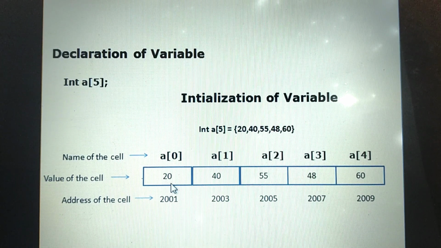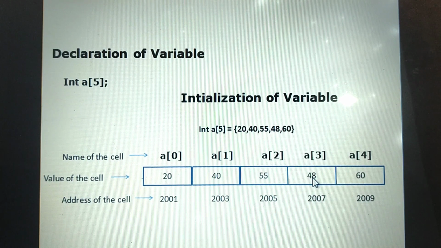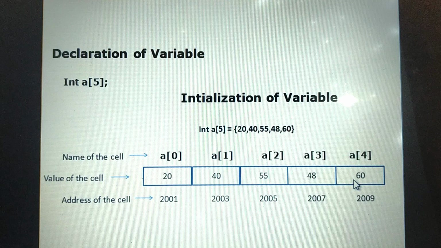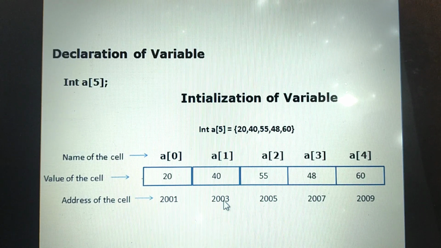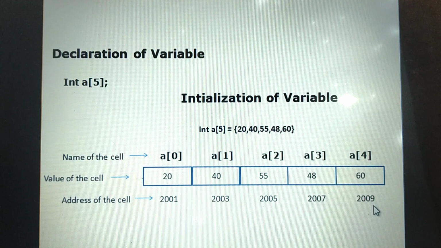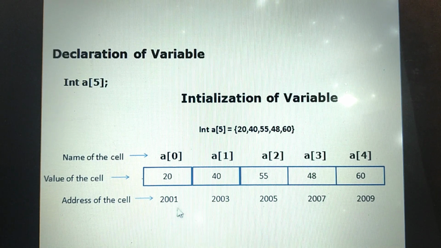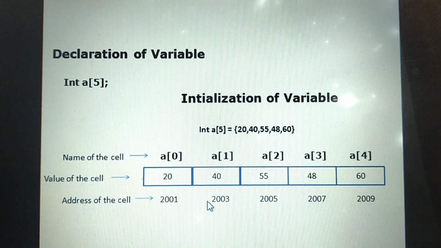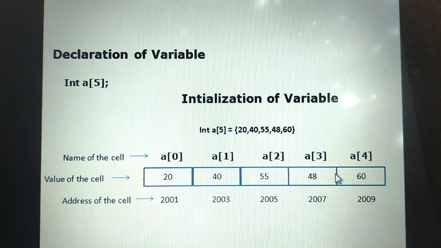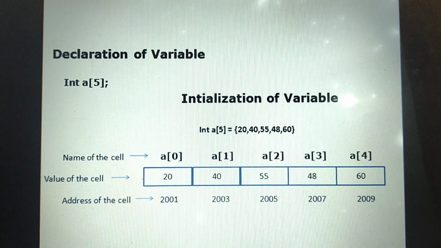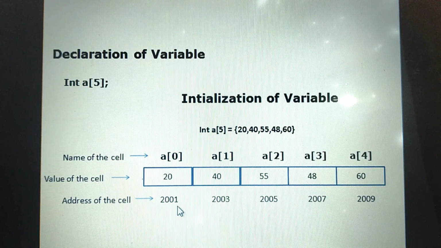What is the value of the first element? 20. The second element is 40, the third 55, the fourth 48, the last element 60. Now what is the address of the first cell? 2001. The second one 2003, then 5, 7, 9. How is it increased? Increased by 2. Why by 2 bytes? What is the size of an int variable? 2 bytes.